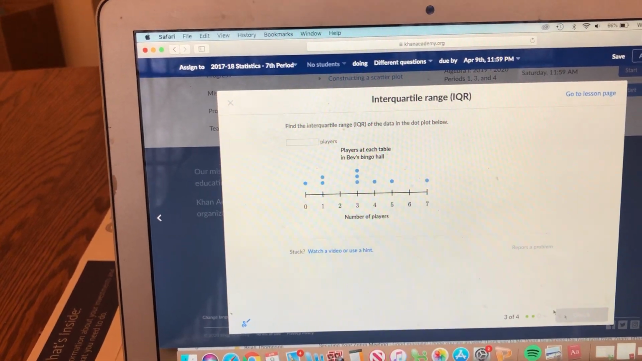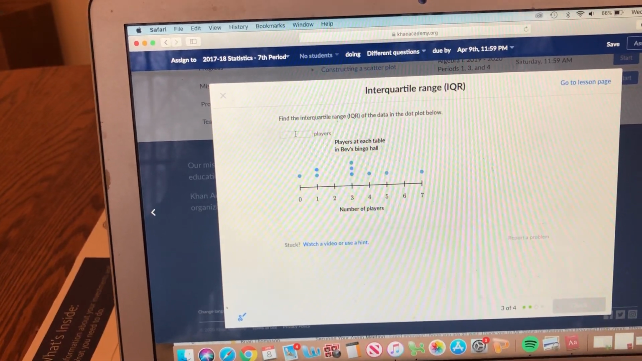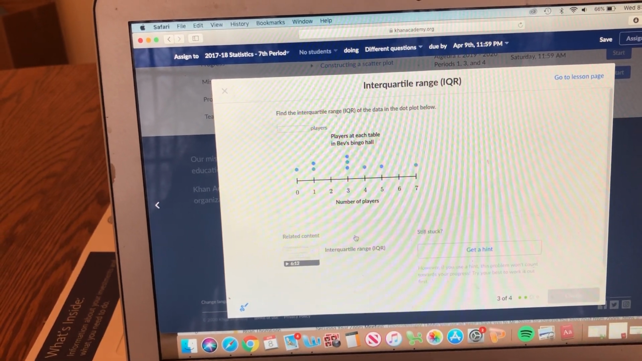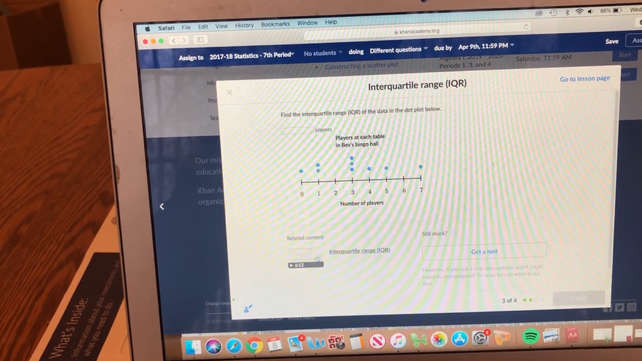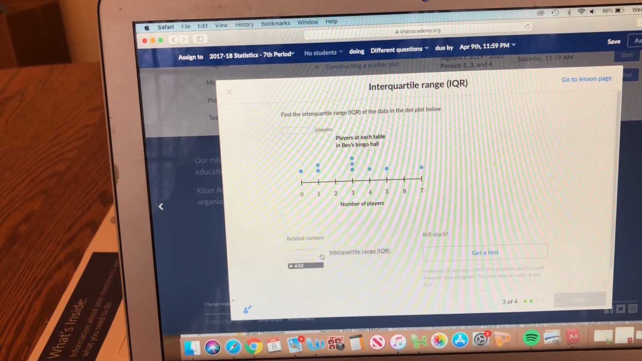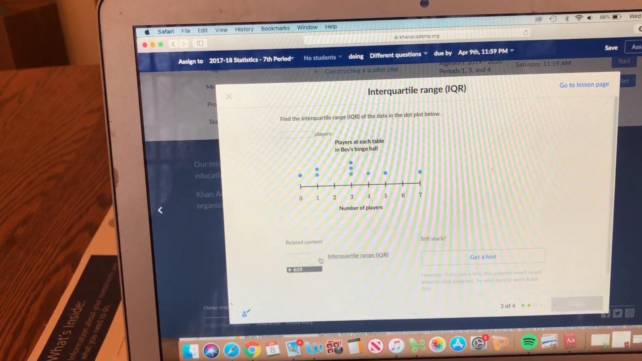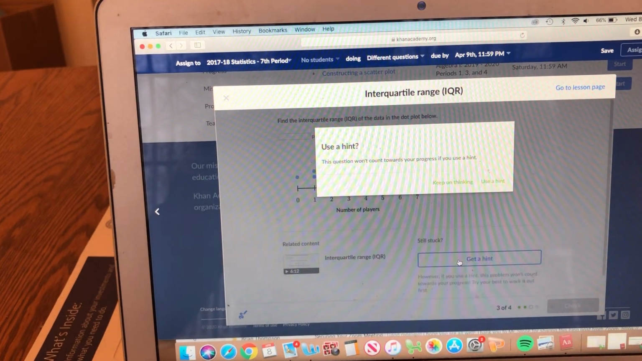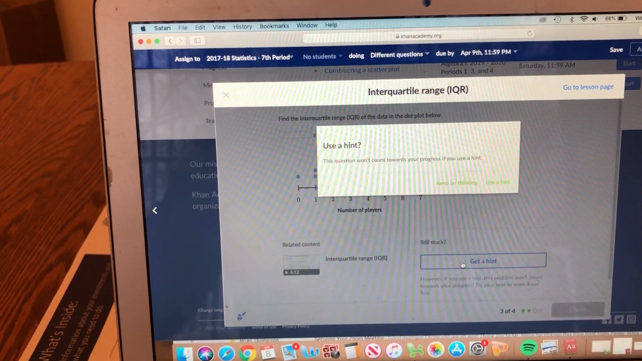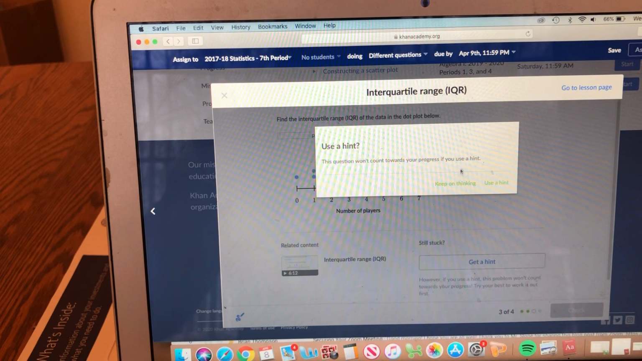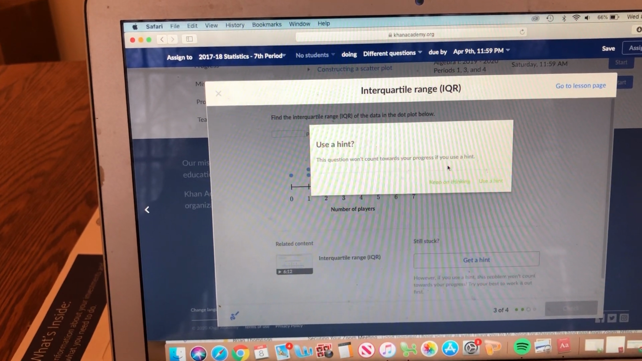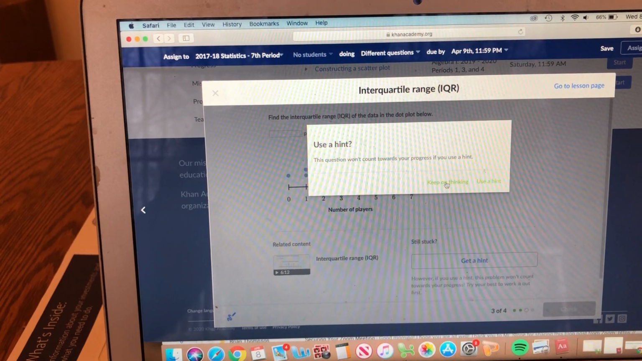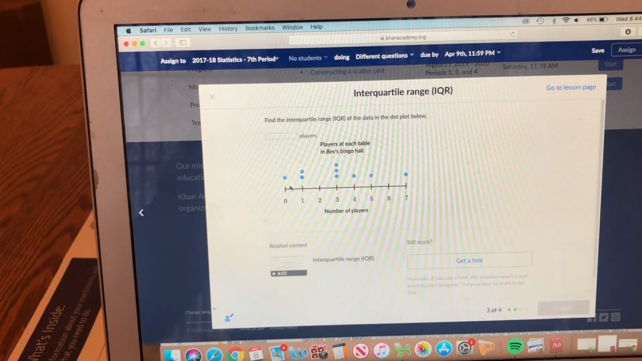All right. What happens if I get stuck? Let's see. I get stuck. I have a chance to watch a video, or I can get a hint. Okay, so it says it's not going to count toward my process if I get a hint. So I'm not going to get a hint. I want it to count. So I'm going to keep going here.